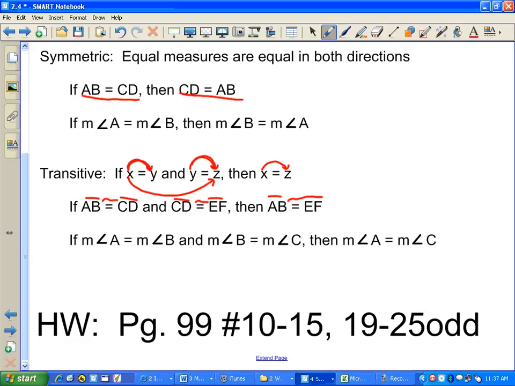Same thing with angles. So these are new properties, and these are the ones we're going to be using in proof. So I'm going to stop this video. If you guys want to see a bunch of examples of proofs, the next video you're going to want to watch is just beginning proof examples, is what I'll call it.